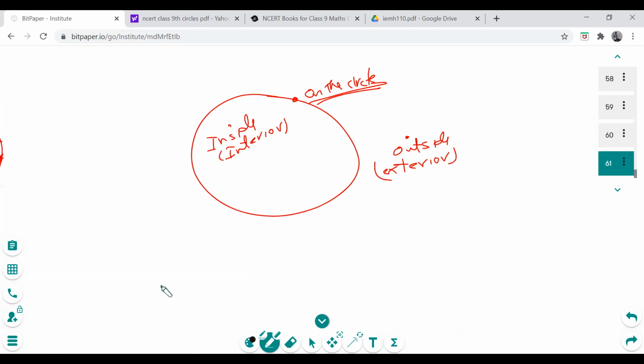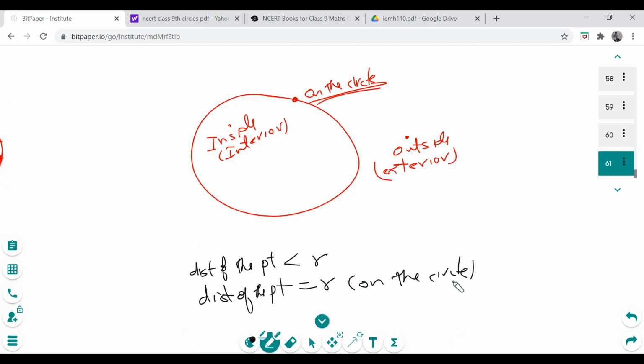Now observe very carefully, if the distance of the point you are looking for, that either it is inside or outside, is less than the radius, then it's obviously inside the circle, because the distance is less than the radius. Now if the distance of the point you are looking for is equal to the radius, that means it's on the circle, because that's the exact circle we are looking for. Now if the distance of the point is greater than radius, it's outside or exterior, you can say, right?